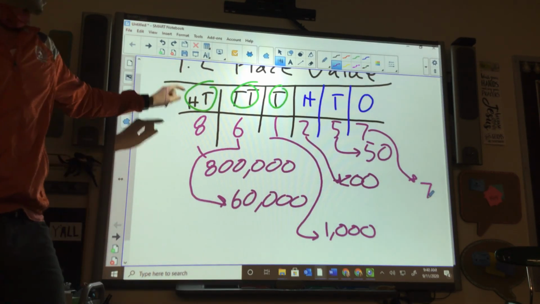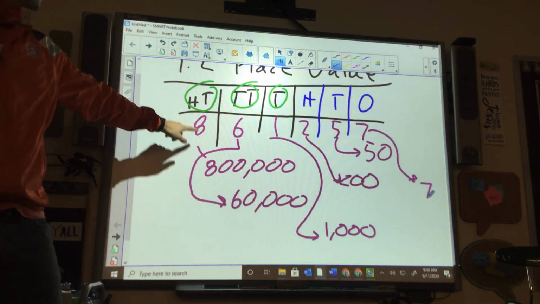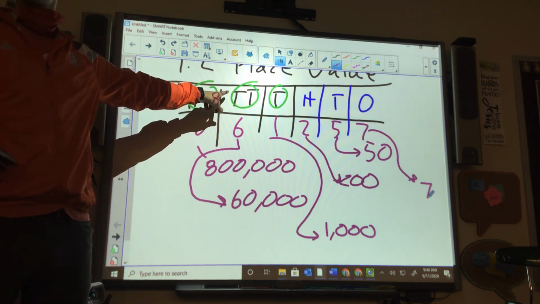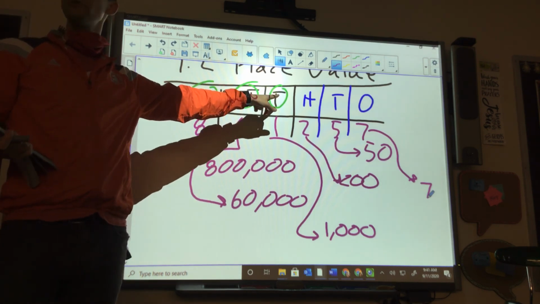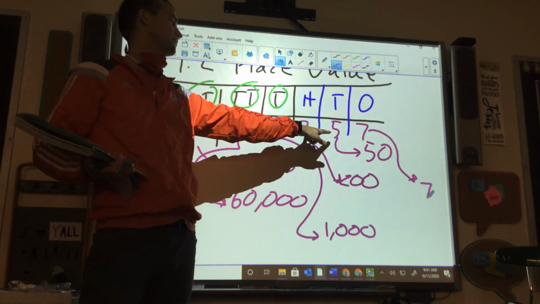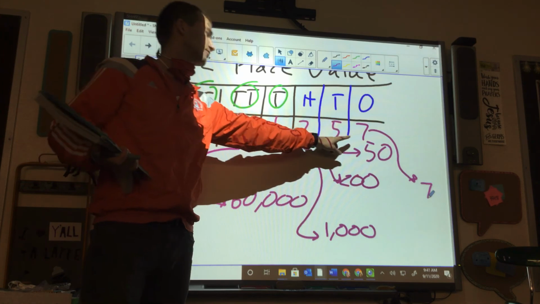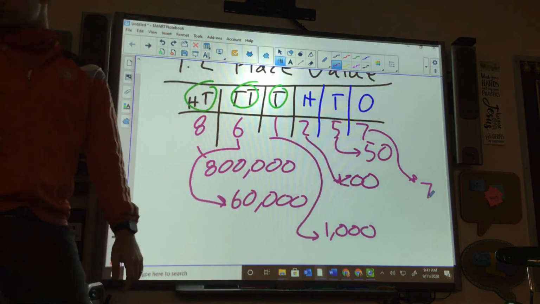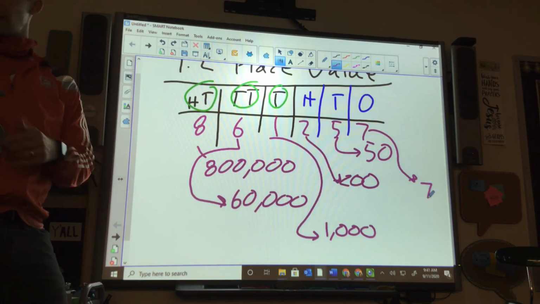So the 8 is in the 100,000s place. 6 is in the 10,000s place. 1 is in the thousands place. You guys can say this with me. 2 is in the hundreds place. 5 is in the tens, and 7 is in the ones place. So each of those has its place.